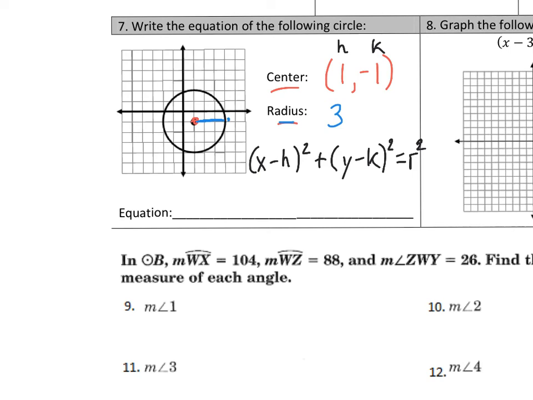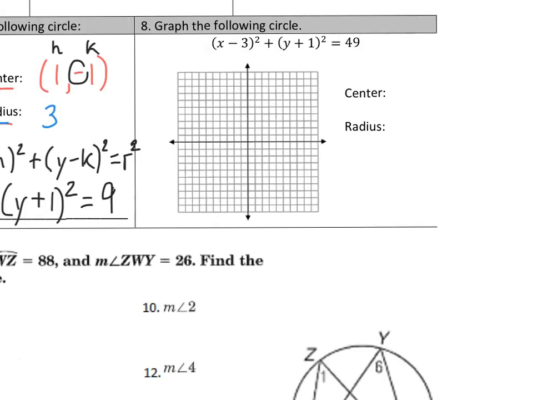So for my final equation, it's going to be x minus 1 squared plus y. Now, since this is negative, it's going to turn into plus 1 squared equals the radius squared. So I'm just going to take that radius, square it, which gives me 9.